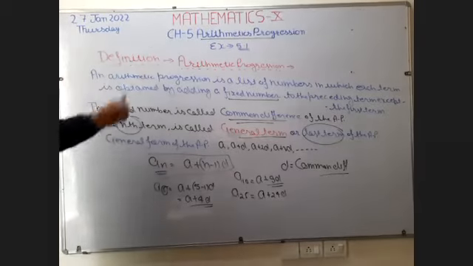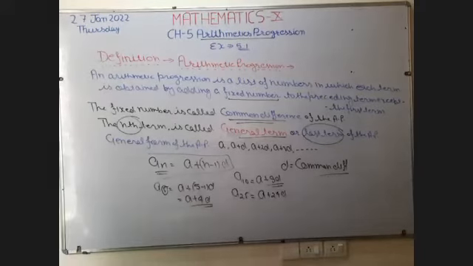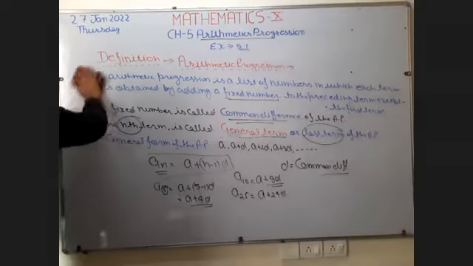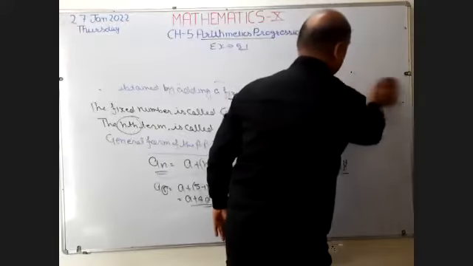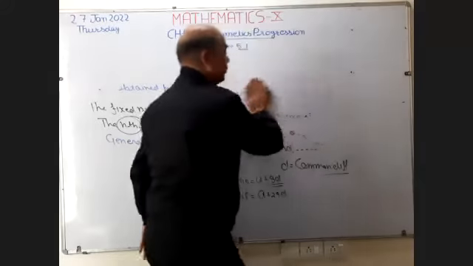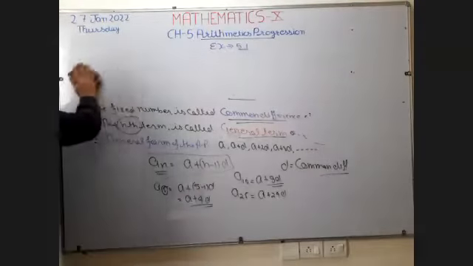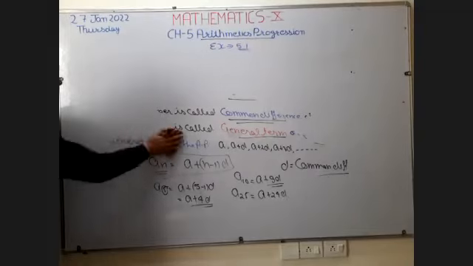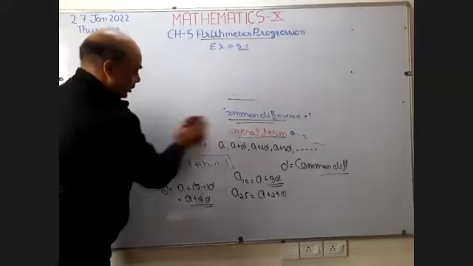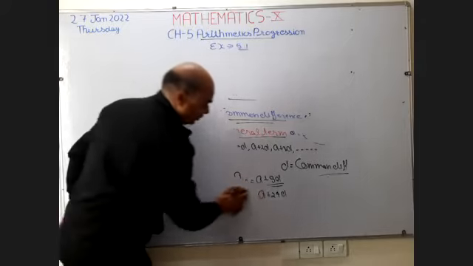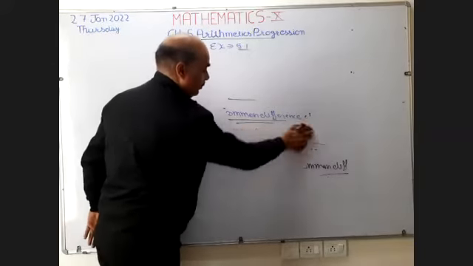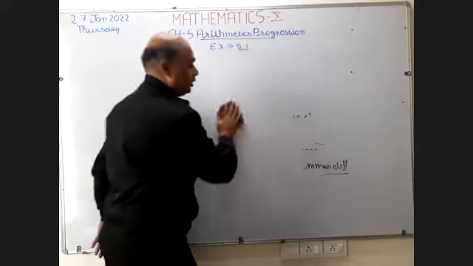I want to start exercise 5.1. Open page number 99 of your NCERT book. Exercise 5.1. So remember the formula for the nth term. I want to find the value of the nth term: a plus (n minus 1) into d. The first term of an AP is known as a. d means common difference. The last term means the nth term, and also the general term.